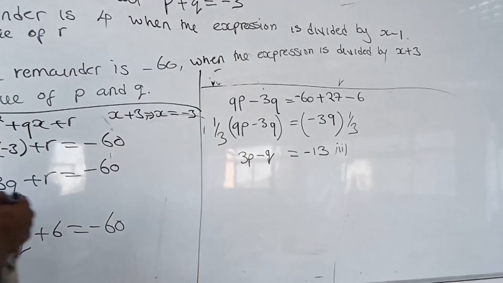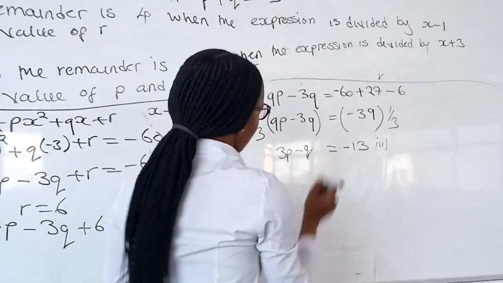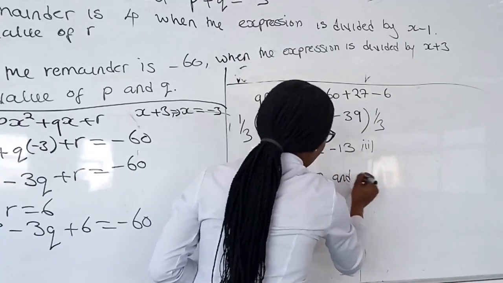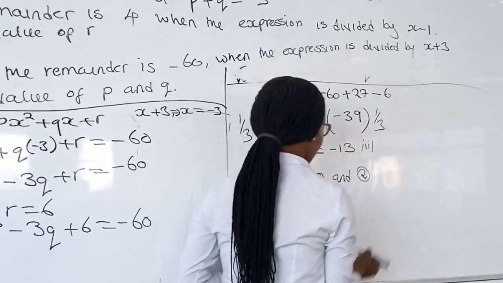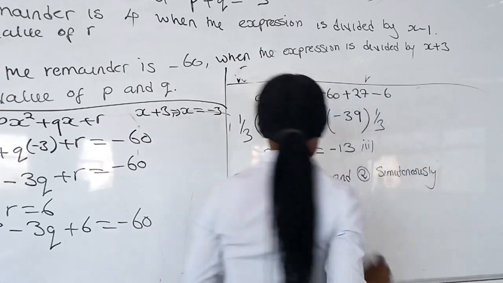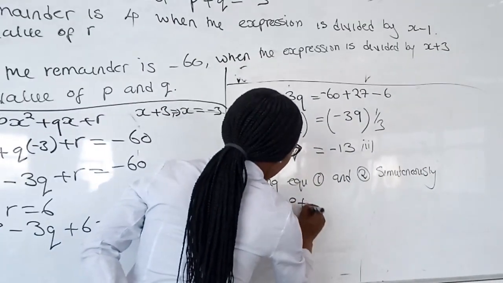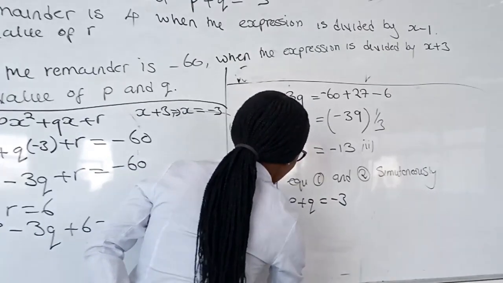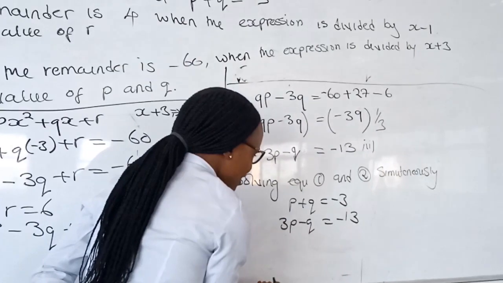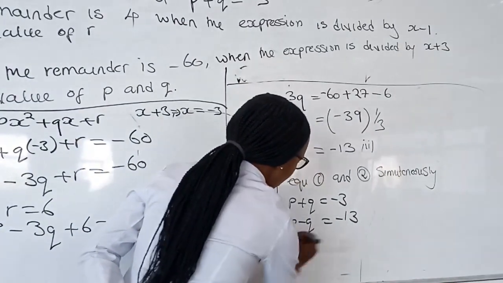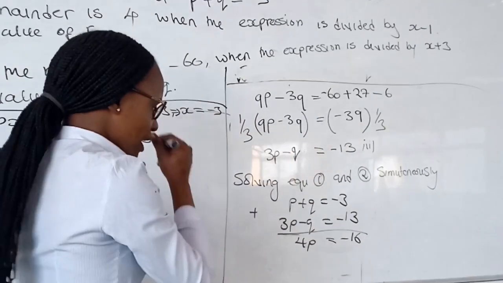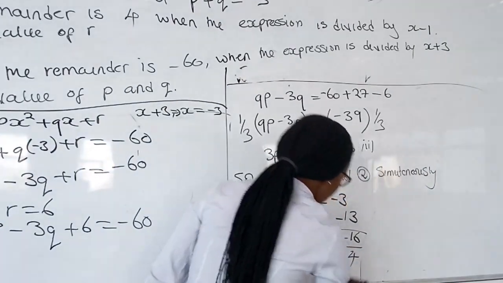Okay, perfect. So I think we still have space here. So we write: solving equation 1 and 2 simultaneously. Solving them simultaneously, we now have p plus q equal to negative 3, then 3p minus q being equal to minus 13. From here, we can add them. When we add, we have 4p, the q terms give us 0, and the right side is minus 16. Then from here, we can divide by 4 on both sides.